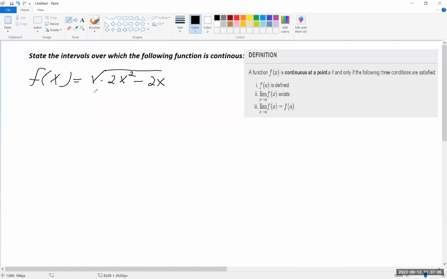Well, this function is only defined when this piece is greater than zero, right? So if it's a square root of this quadratic, the quadratic has to be bigger than zero, and f is only defined there. So we need to figure out on which interval this function is defined to begin with. So let's go ahead and do this. This has to be greater than zero. So let's figure out what the endpoints are of that interval.